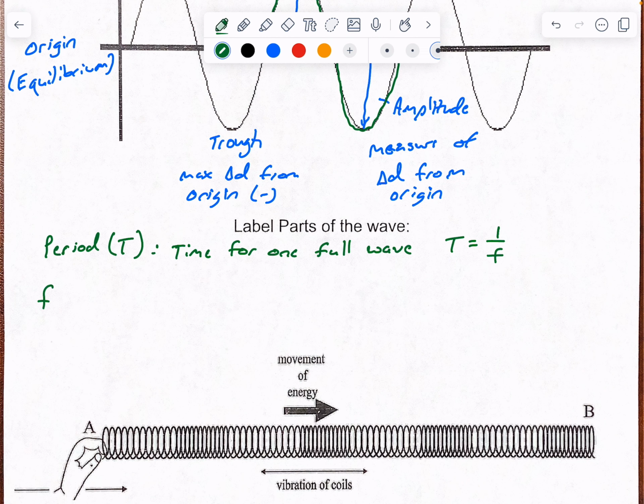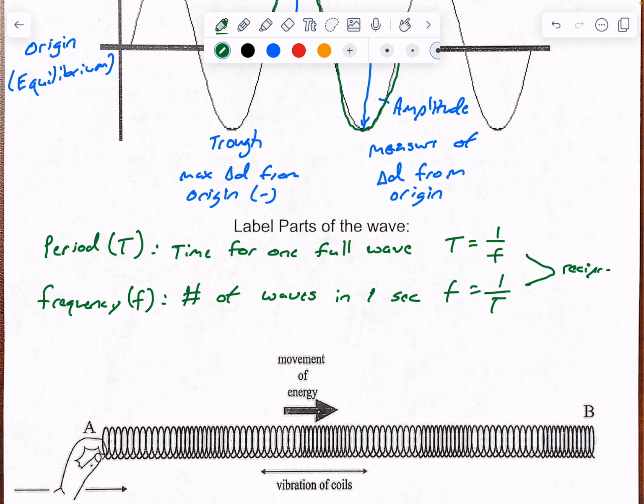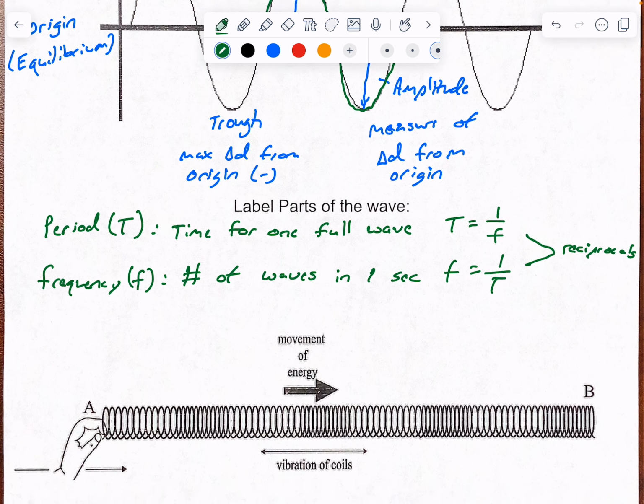Then you had your frequency, which was also part of circular motion. Frequency was just the number of waves in 1 second, and that was F equals 1 over T. Those are reciprocals of each other, basically meaning they're opposites. Period and frequency we'll worry about more when we actually start changing up some waves and doing calculations in a little bit.